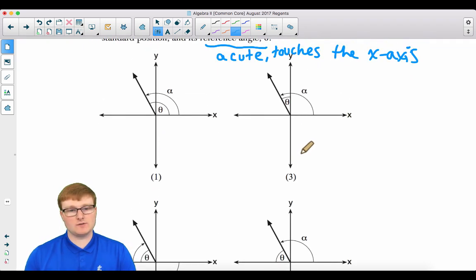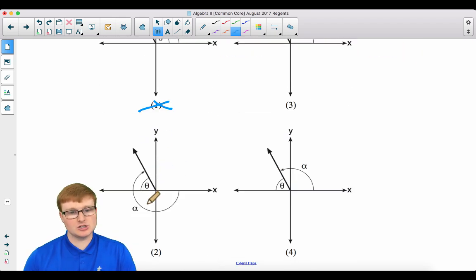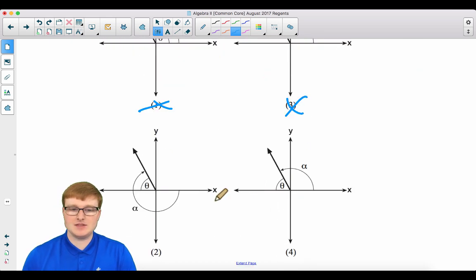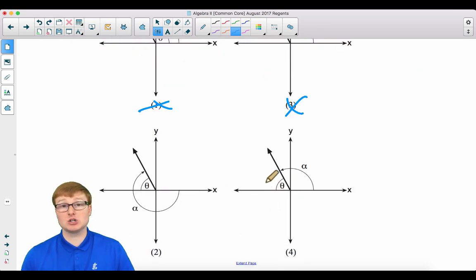So take a look at choice 1, for example. Theta is obtuse. Nope. Take a look at choice 2. Okay, that's acute, and it's touching the x-axis. So far, that's in the running. Choice 3, theta is acute, but it's touching the y-axis, not the x-axis. So that's not true either. And theta is acute and touching the x-axis in choice 4. So we're good so far, right?